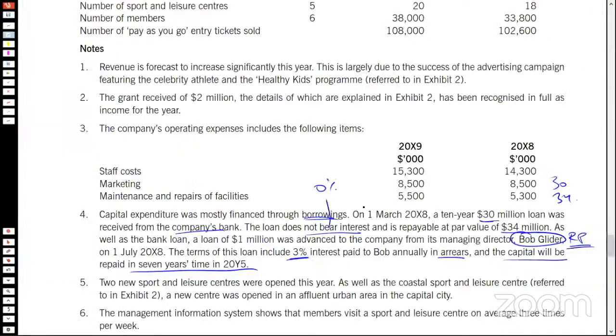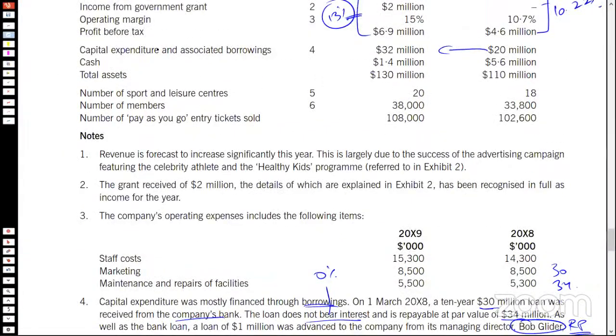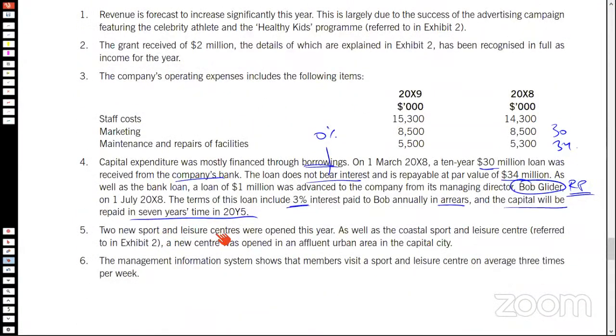Now, it says that the cash is 1.4 million, and 5.6 million was the cash earlier. That means probably the business is having liquidity issues anyway. Number of sports and leisure centers, 18 and 20. Two new sports and leisure centers were opened this year, as well as the coastal sports and leisure centers. A new center was opened in an affluent urban area in the capital city. So there are two new centers that are being opened now.